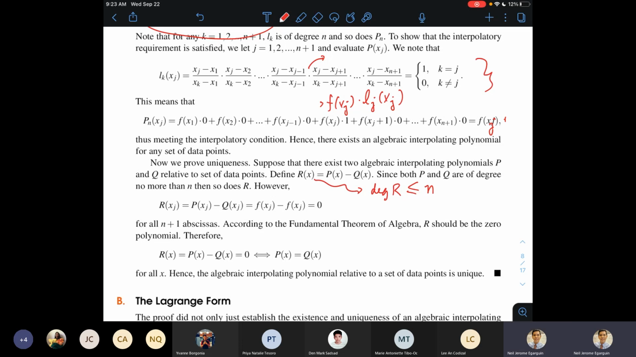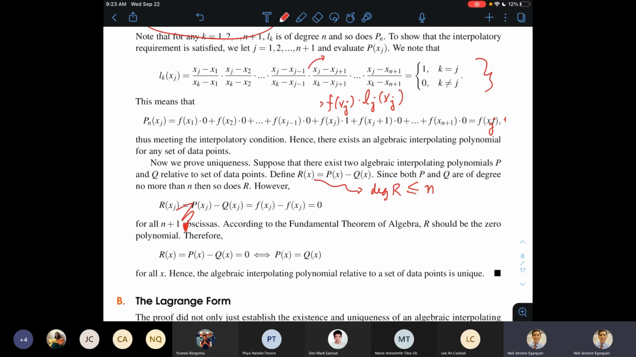Okay? And then, since P and Q are both interpolatory polynomials, ibig sabihin pag pinlug in ko sa kanila yung mga given x sub j's, okay? Parehas sila ng function value kasi interpolatory polynomials silang parehas. So, ibig sabihin, P of xj is f of xj. Ang Q of xj is f of xj. So, meaning R of xj turns out to be 0 for all the x sub j's. Pero ilan yung x sub j's natin? Meron tayong n plus 1 na x sub j's. And I say there is a contradiction here.